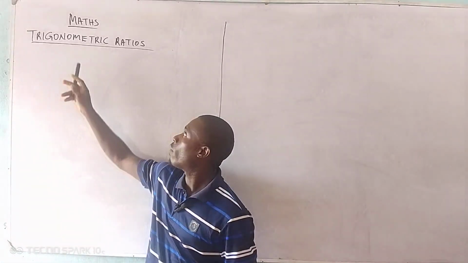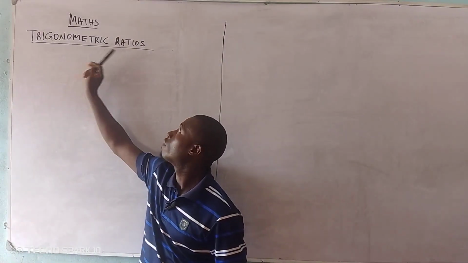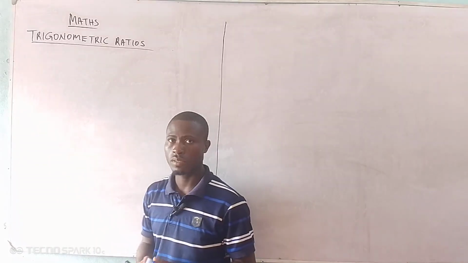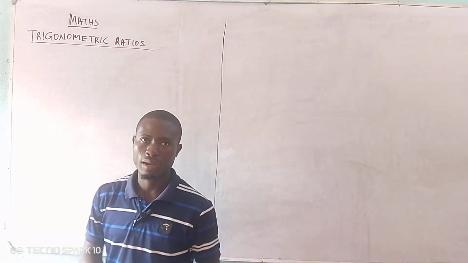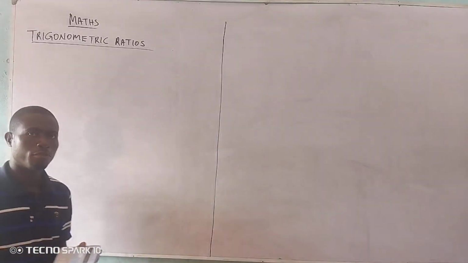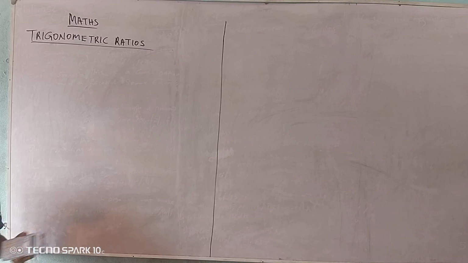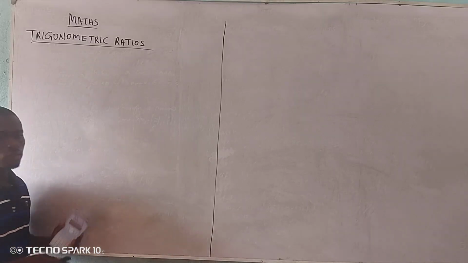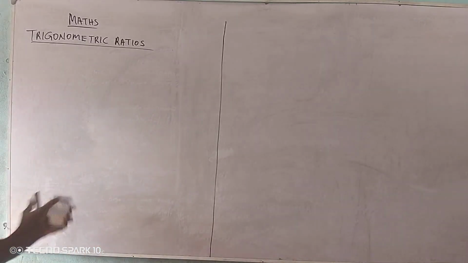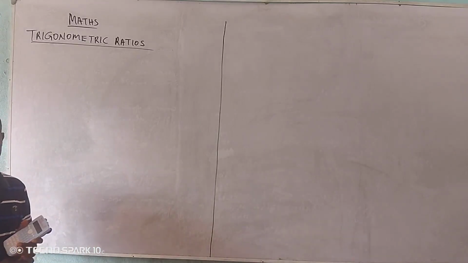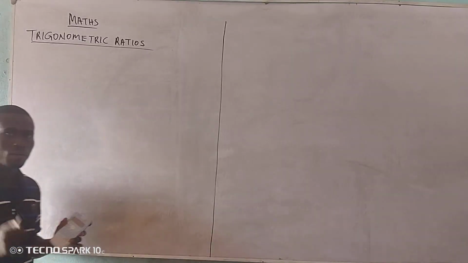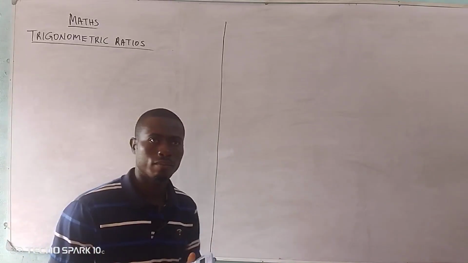Today, I want to teach you how to derive the trigonometric ratios for special angles: 30 degrees, 45 degrees, 60 degrees, and 90 degrees. So let me teach you how to do that using the equilateral triangle and the square.